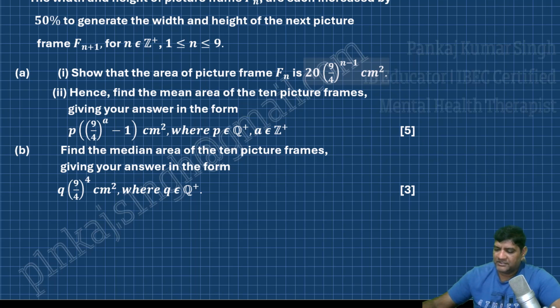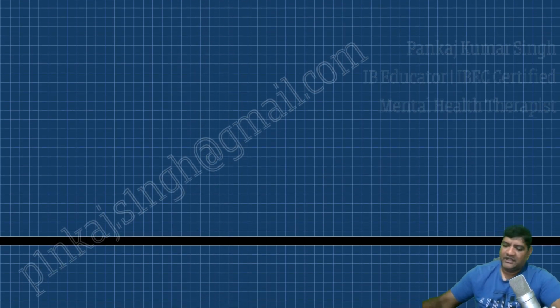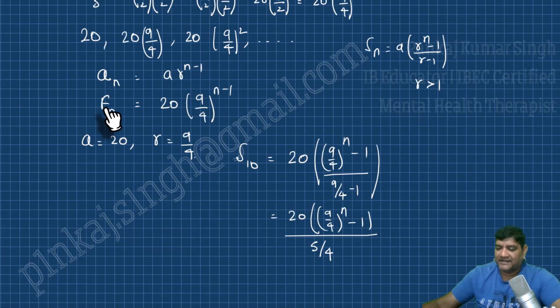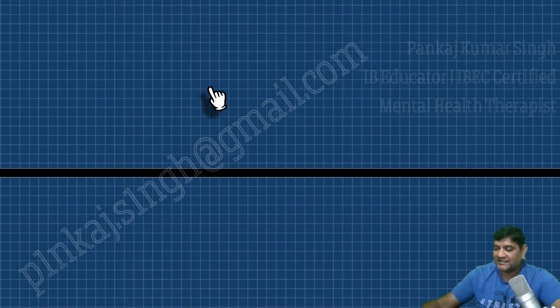Now he wants me to find out the median area of the 10 picture frames, and he wants me to give the answer in this format. So let's understand the median. Well, I have F1, F2, and goes on till F10. So there are ideally 10 numbers in this, and the middle numbers are going to be F5 and F6. The median is going to be the sum of the two picture frames divided by 2. Right? So from here I can find out the 5th picture frame and also the 6th picture frame, and then I'm going to divide that by 2.